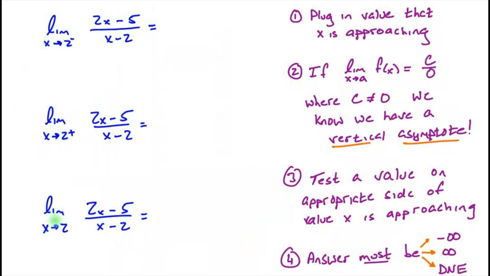Here we're going to look at the algebraic side of things. We've got a few limits off to the left and some directions off to the right. We'll talk through those in a moment. Let's start with the limit as x approaches 2 from the left of (2x minus 5) over (x minus 2).